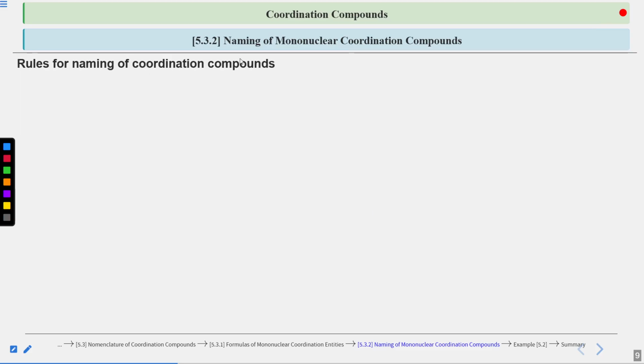Let's move to the naming part, section 5.3.2, naming of mononuclear coordination compounds. So, now let's see the rules for naming any coordination compound. We have seen the rules for writing the formula. Now we see the naming rules. If you want to name the coordination compound, what are the rules you have to keep in mind?